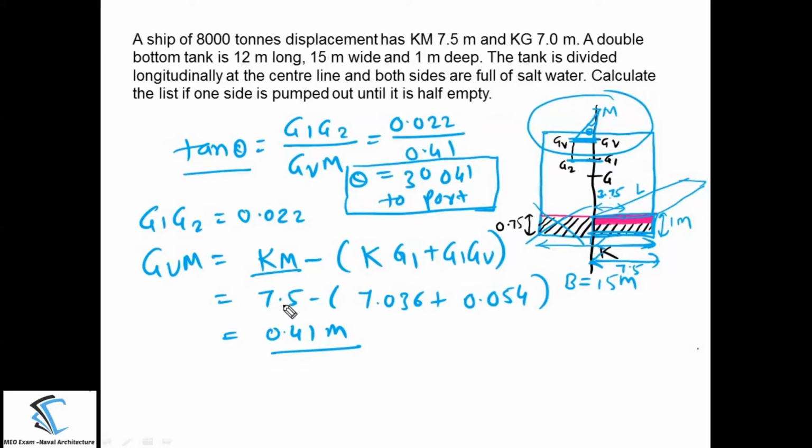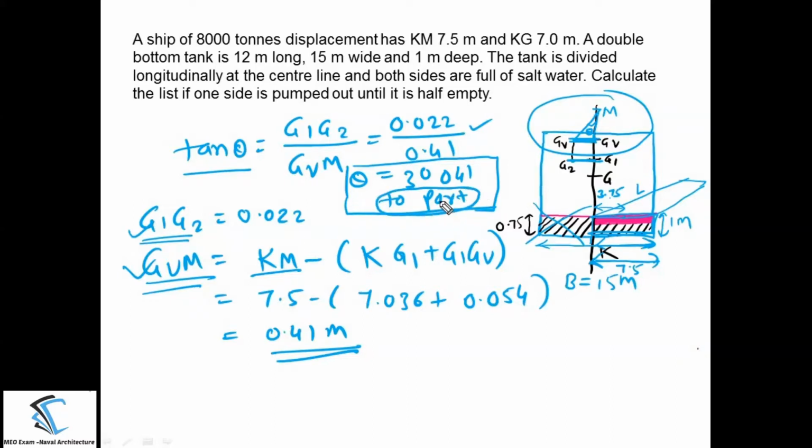KM is given to us. KG1 we have calculated, G1GV we have calculated. Substitute all the values, you will get the value of GVM. G1G2 we have calculated in the last slide. You take these both the values, substitute in this equation, you will get the value of theta is 3 degree and 04 minute to port.